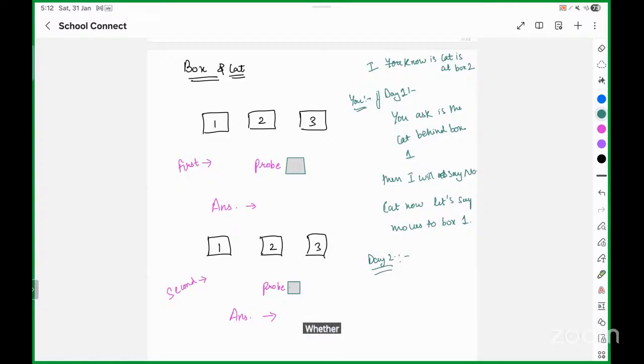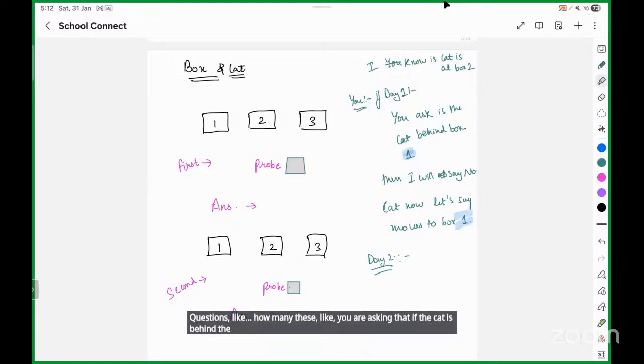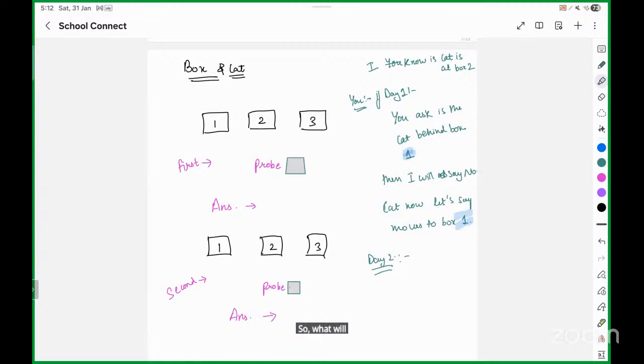Which box is the cat behind? Now I want to reduce these questions, like how many times you ask whether the cat is behind box one or box two. I wanted to reduce these questions and find the cat as early as possible. So what will you ask?